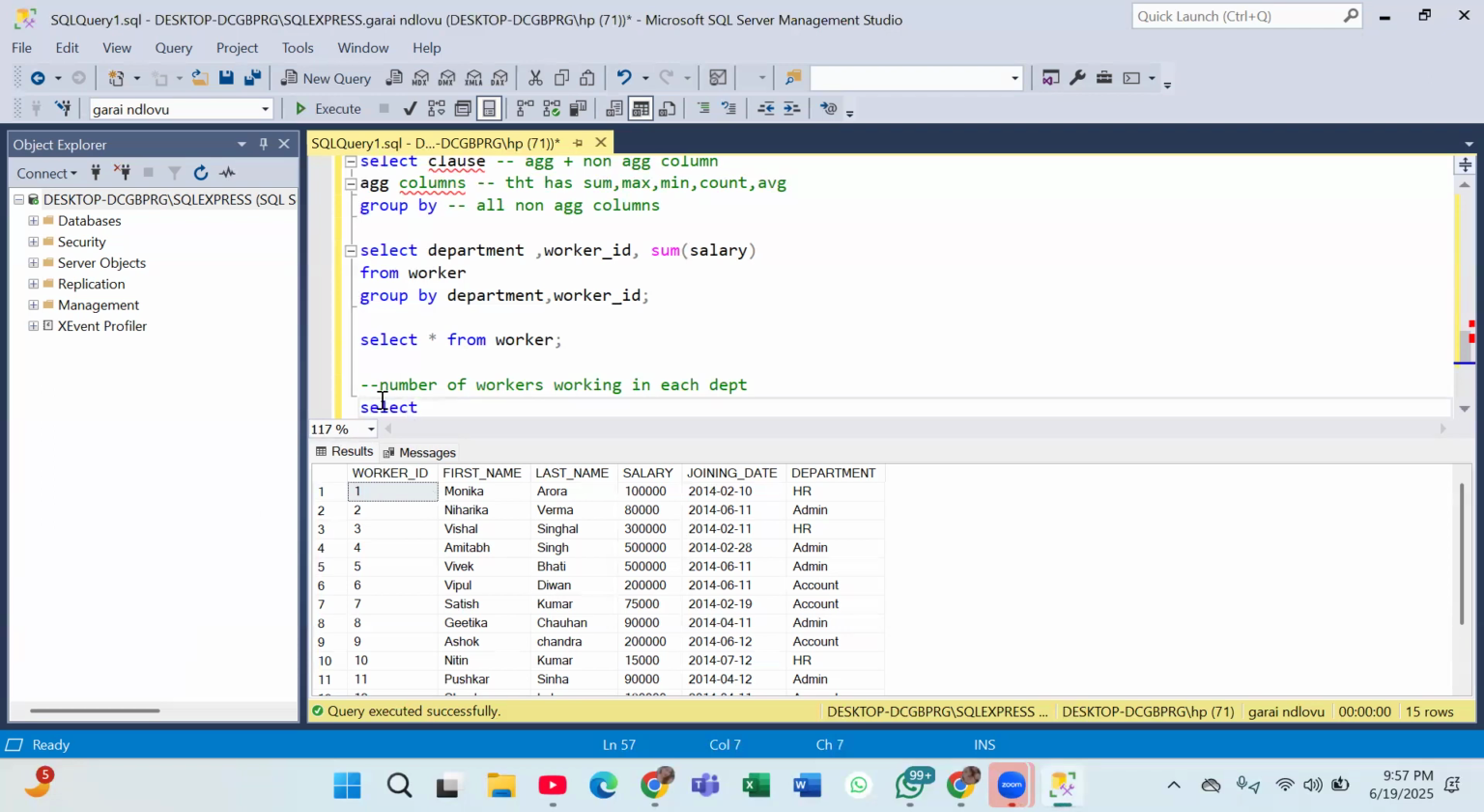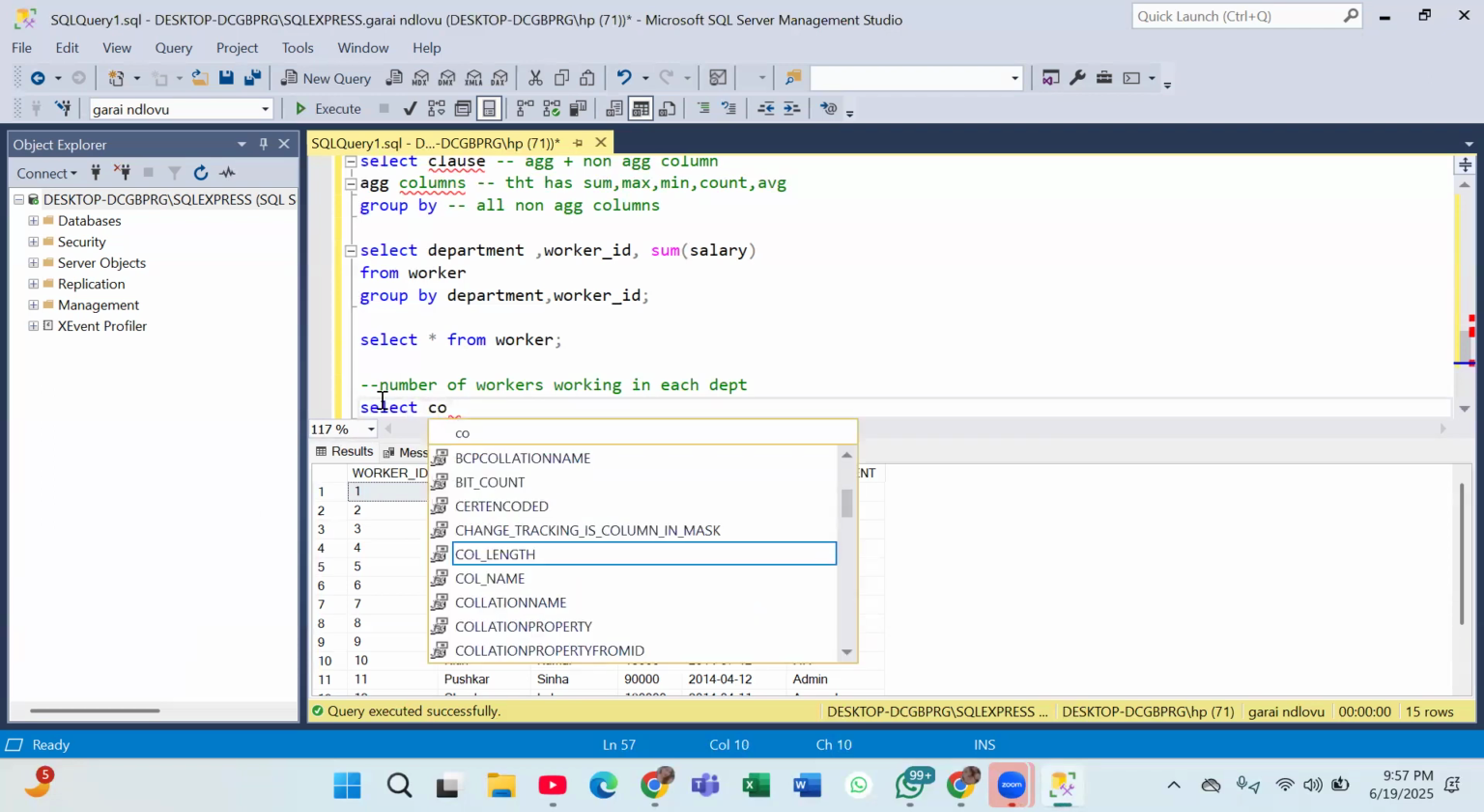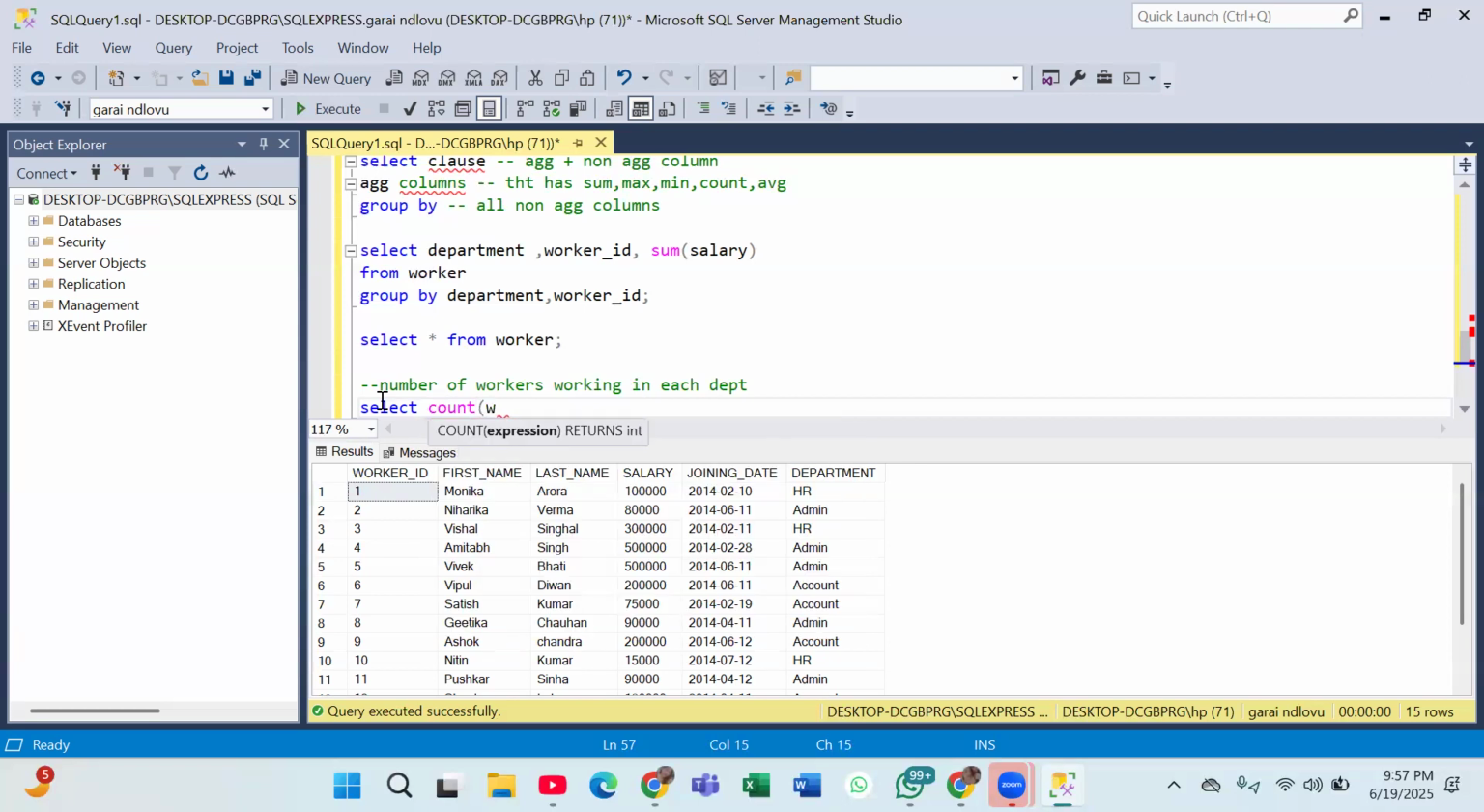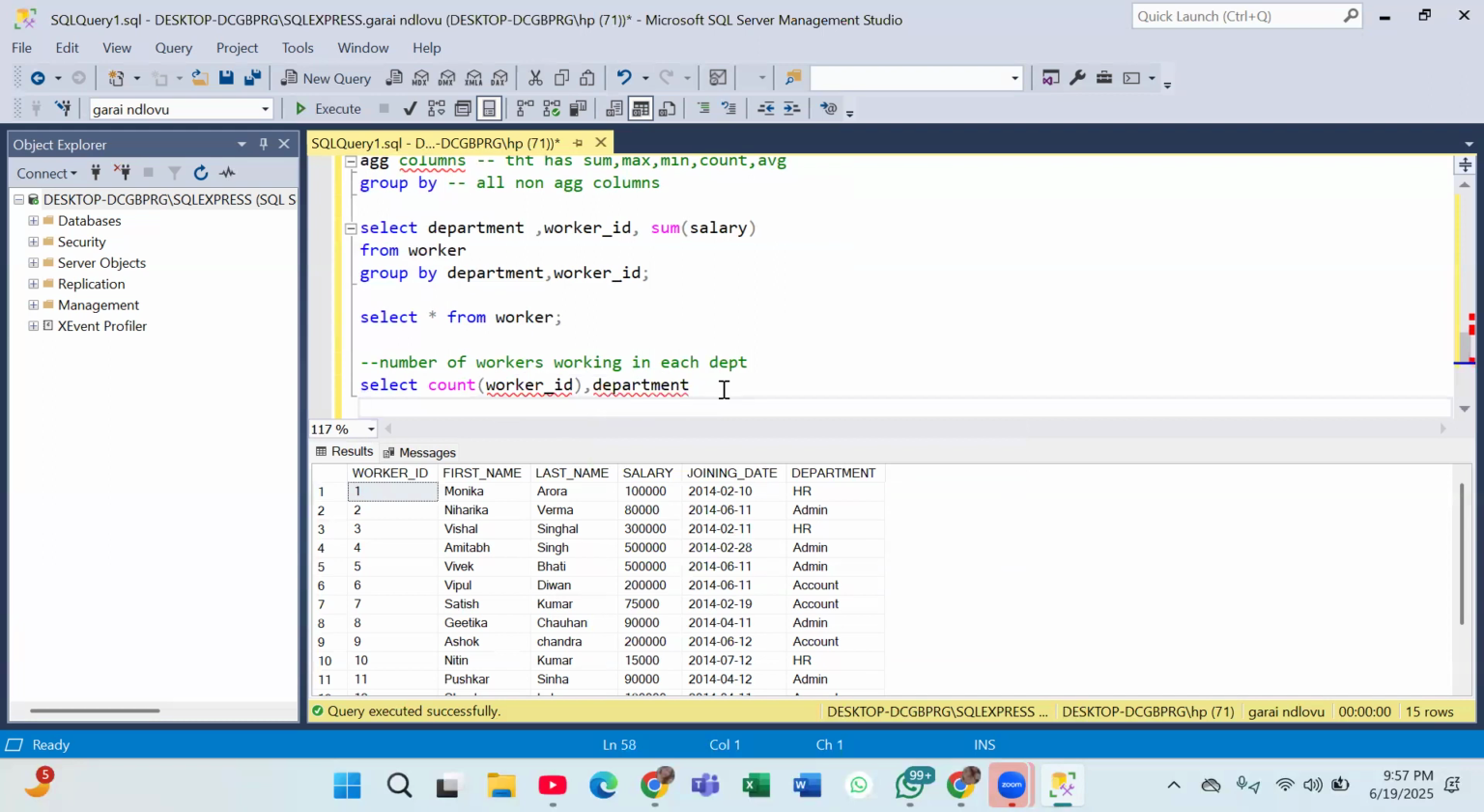What we have to do is select what we want to count, and we want to count our workers. Either you can use star, because we don't have any null values, or you can use your column. Count of worker ID working in each department. So we need to have a department column also, right? Because I want department-wise count. From which table? From my worker table.